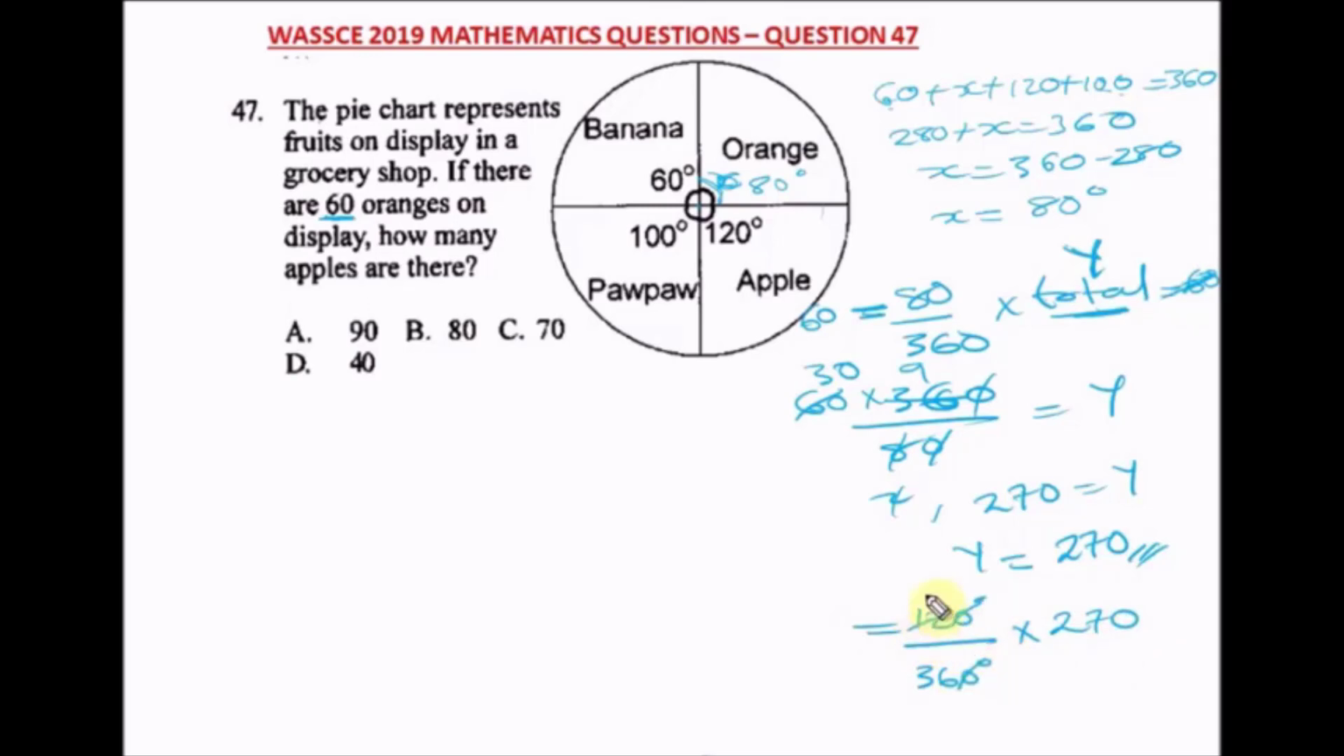Is that not it? 12 here, 1, and 12 in 36 will go how many times? 3 times. Okay, and 3 here, 3 will go in this 27, 9, and remember you have a 0, so we have 90. So our answer is what? 90. So we have 90 what? Apples. Okay, so how many apples we have is what? 90. Okay, and our right option here is option A.